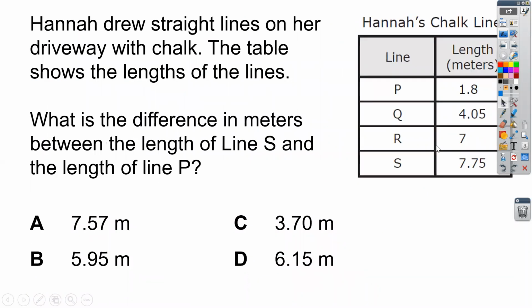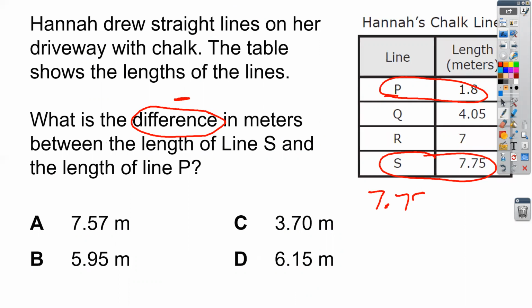It says Hannah drew straight lines in her driveway with chalk. The table shows the length of the lines. What is the difference in meters between the length of line S and the length of line P? So it's looking for the difference. So difference means subtract. So we're going to take line S and subtract line P.